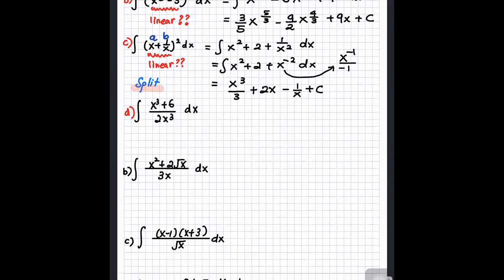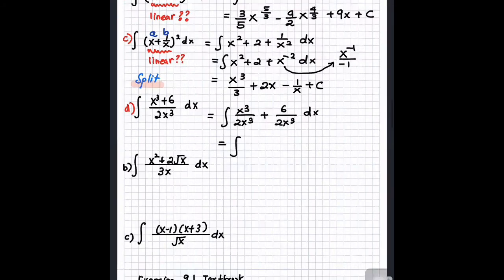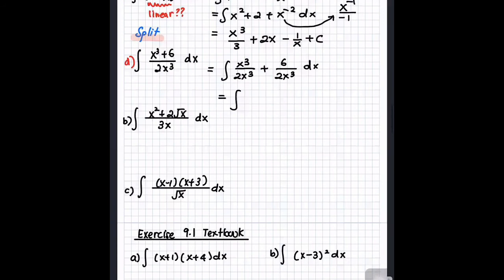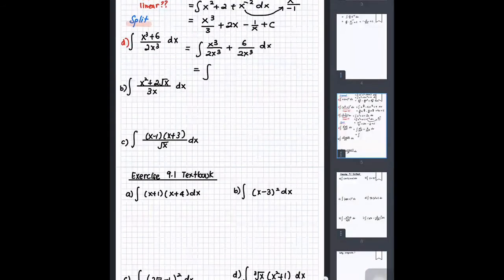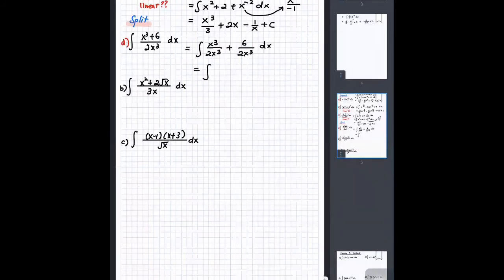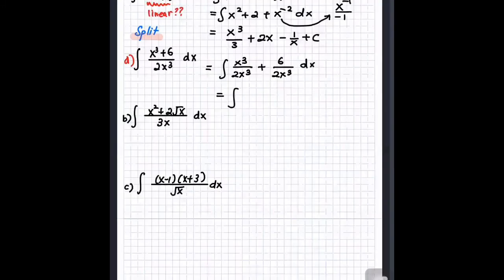Okay, how to split means? Do 1 by 1, integrate x cube over 2x cube plus 6 over 2x cube. From here, somebody help me simplify further. Jocelyn, help. What is x cube over 2x cube, Jocelyn? Half. Very good, half. And then what happened to the other side? What is 6 divided by 2? Plus 3x to the power of negative 3. Very good, girl. She brought it up in one go already.